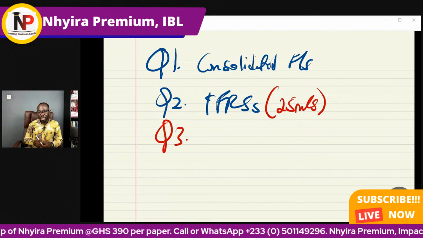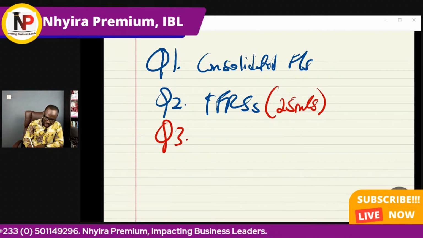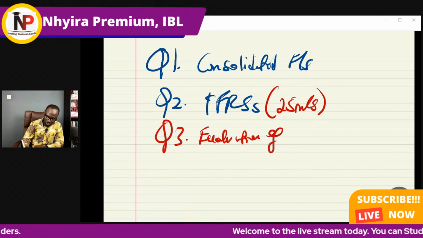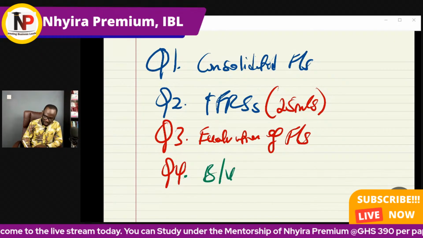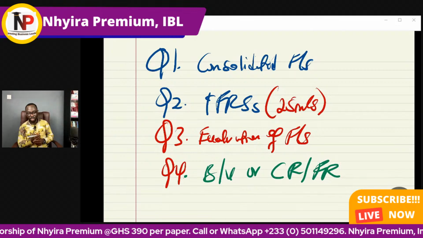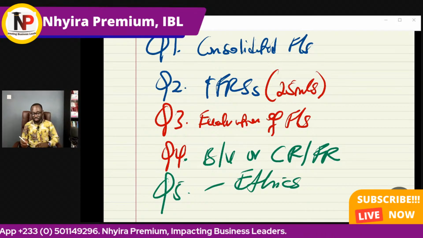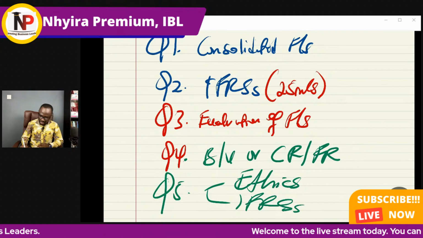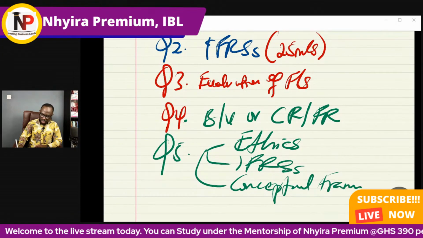We may have question 3 coming in. The position of the questions could change, okay? But I'm just trying to let you know what is happening there. We may have question 3 coming in as possibly evaluation of financial statements. Question 4 may come in as business valuation, or, like I said, corporate restructuring, financial reorganization coming in. Then question 5 will be something on ethics, because definitely there will be a question on ethics waiting for you in the exam, or depending on how excited the examiner is, you may have some IFRS standards coming in question 5. Then some issues about conceptual framework also coming in question 5.